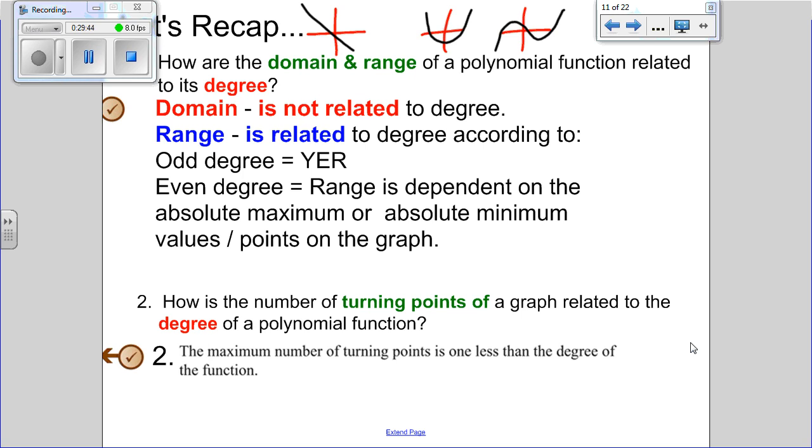It doesn't mean that is the number that you're going to have. That's the maximum number of turning points you could have. You'll never have more than the degree. We'll talk more about turning points a bit. So the maximum number of turning points is one less than the degree of the function.